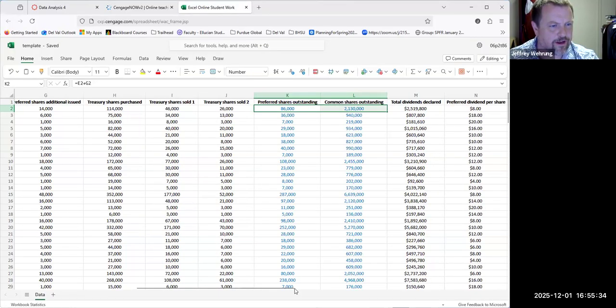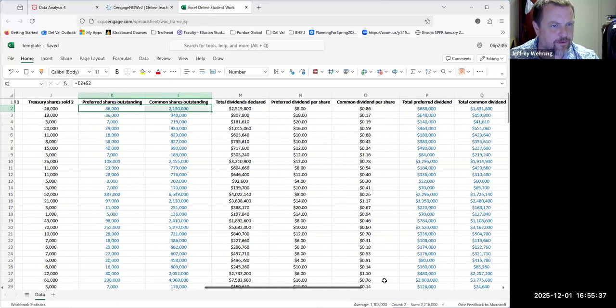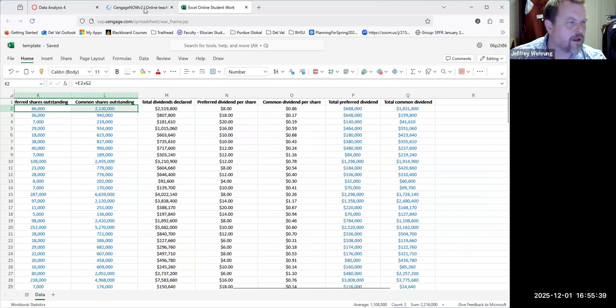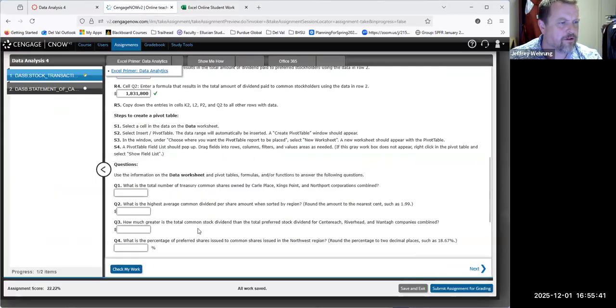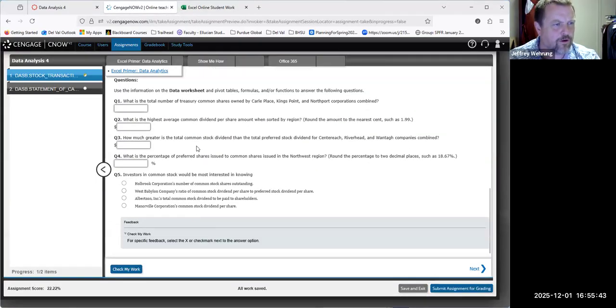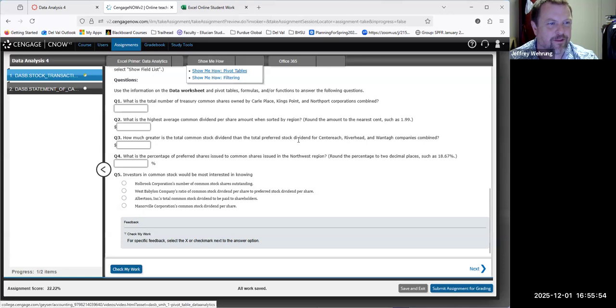So I got a bunch of zeros. Okay. Yeah. So now these populate down. Good. So question one, what is the total number of Treasury common shares owned by Carly Place, Kings Point, and North Point corporations combined? Whew, we get to do a pivot table here.